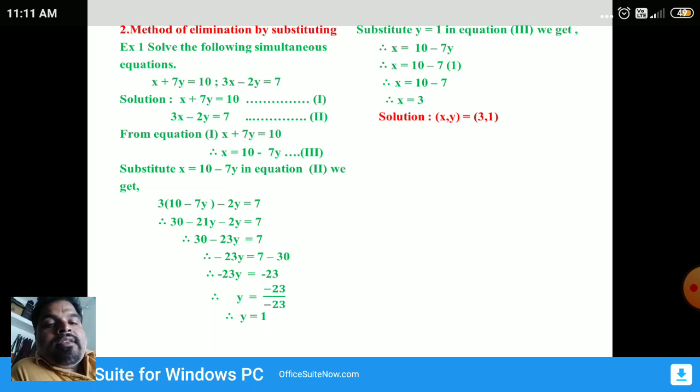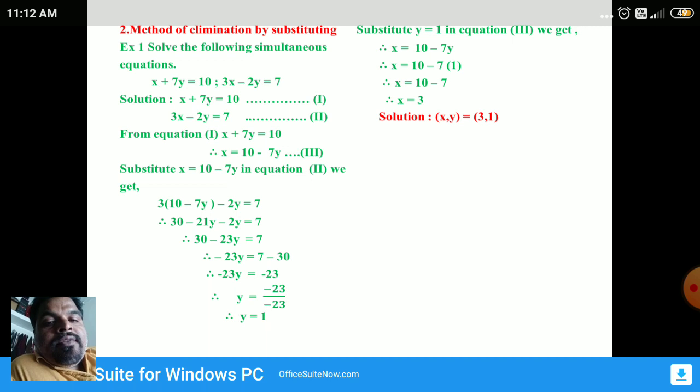Now transfer 30 to the other side, minus 23y is equal to 7 minus 30. Then minus 23y is equal to minus 23. 7 minus 30 is minus 23. Therefore, y is equal to minus 23 upon minus 23. Therefore, y is equal to 1.